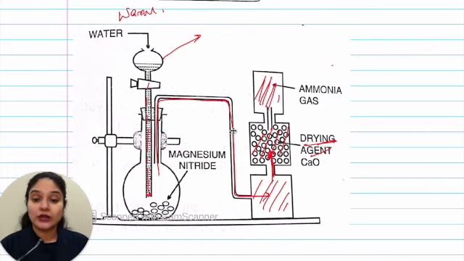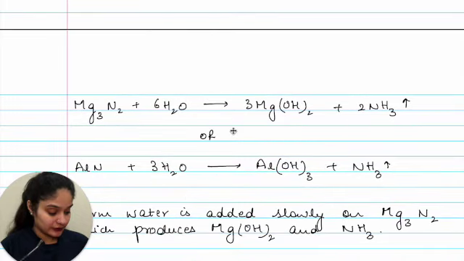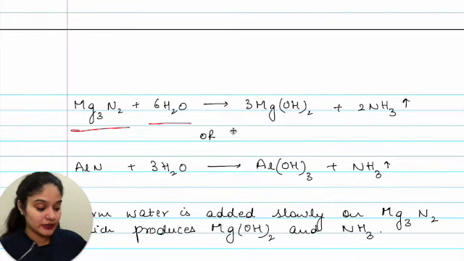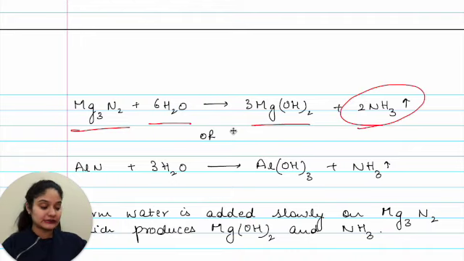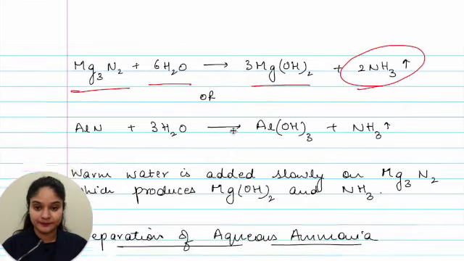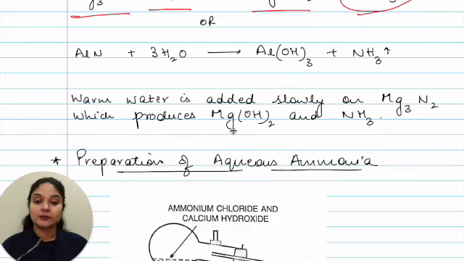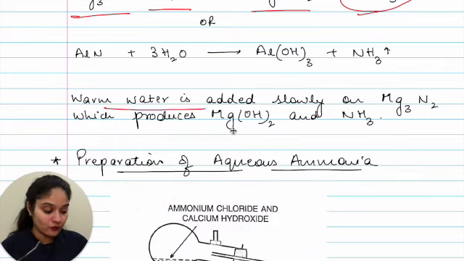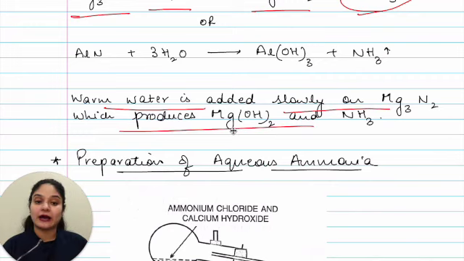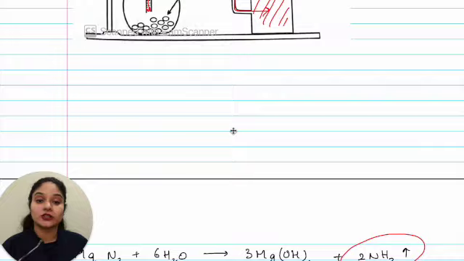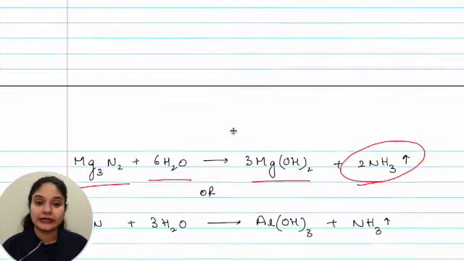Okay, now let's look at the reactions. Magnesium nitride reacting with warm water, giving us magnesium hydroxide and ammonia gas. Now, what are the precautions? There are no specific precautions in this, but you need to understand that warm water is added slowly, which produces magnesium hydroxide and ammonia gas. The drying agent used is again quicklime.